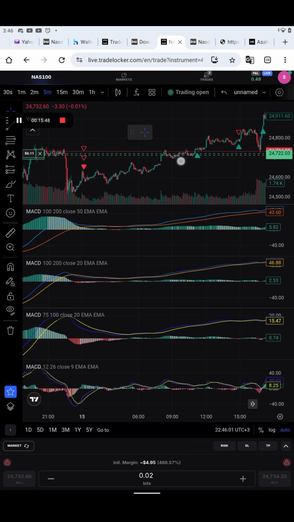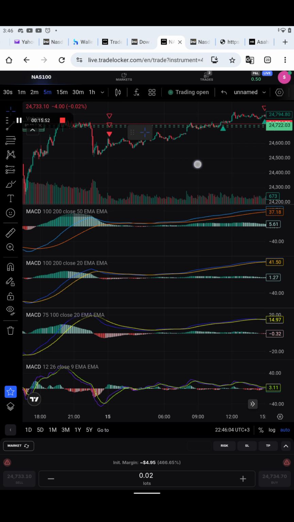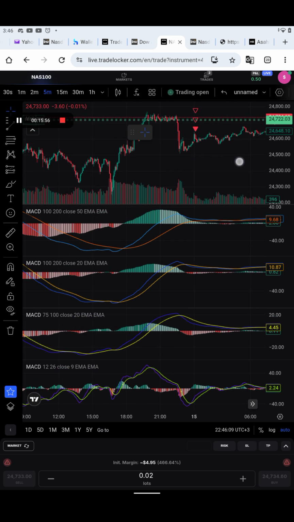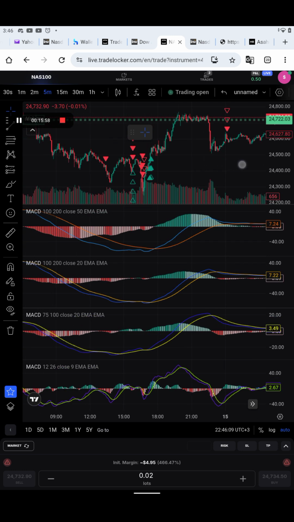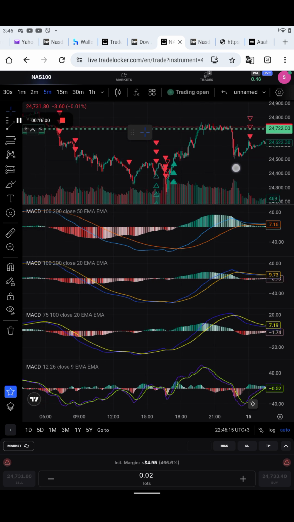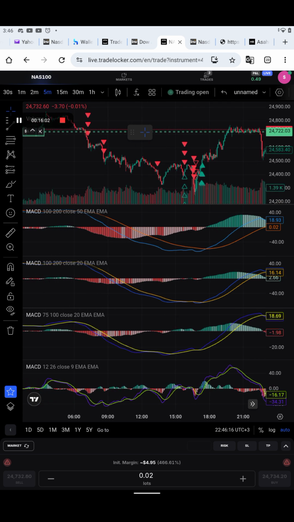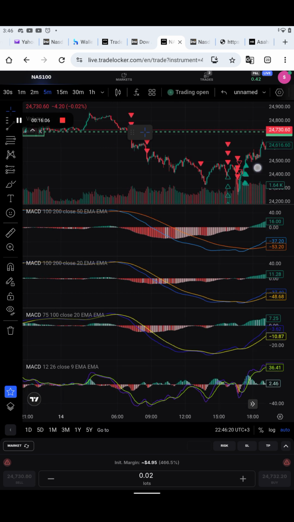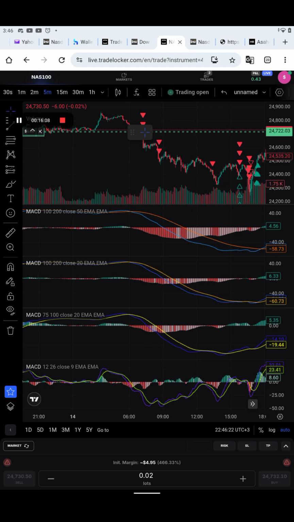Let me see. Let's look at the last move. What did it all look like? When this move happened, memorize what they all look like. They all did the same thing. They all crossed.